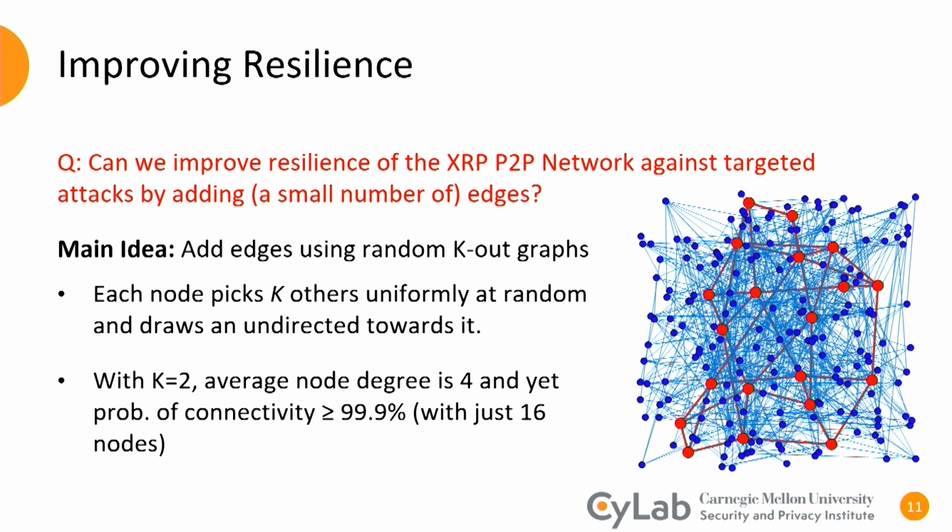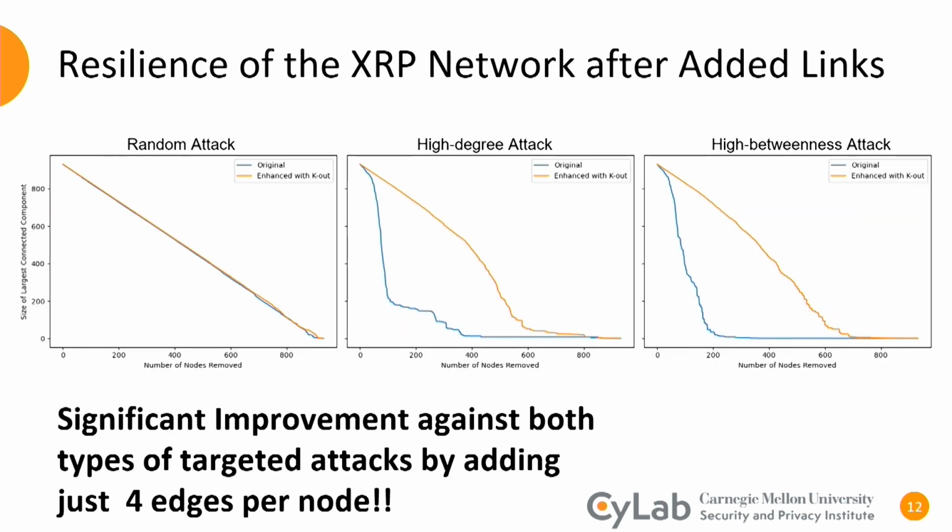And what we proved in the past was that even with k equals 2, which leads to a graph with average degree 4, this graph is almost surely connected. Even with a small number of nodes, we get almost surely a connected graph. So the idea was, can we look at this construction and gain ideas to add edges to this network and potentially improve its robustness? And if you remember, the original network had an average degree about 16, and we are adding just 4 edges per node. And the figures here show that the robustness can be significantly improved.